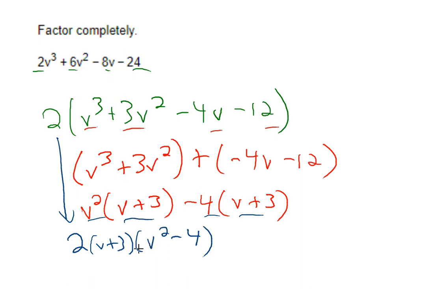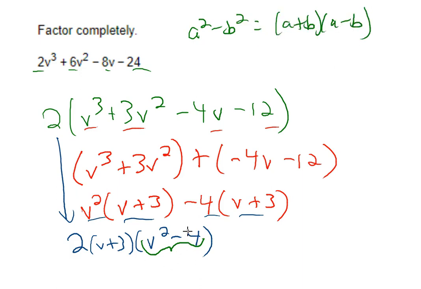So remember, with factoring, you just want to keep going as much as you can. This v squared minus 4 fits the a squared minus b squared formula. So we can factor that as a plus b times a minus b, right? So this can be factored down even further. So let's go ahead and do that.